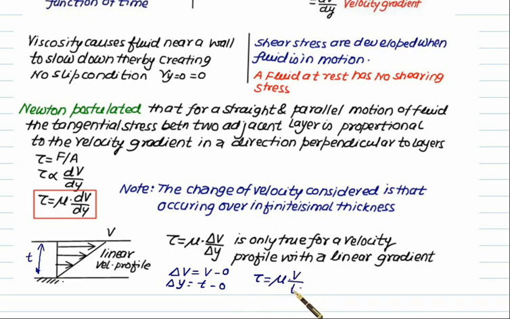When we write tau is equal to mu into v by t, it means that we have a linear velocity profile. In generalized form, the equation is tau is equal to mu into dv by dy. So this is the generalized equation, and only if we have a linear profile can we use the simpler equation. Using this Newton's law of viscosity, we are able to calculate the shear stress on a flat plate. But this equation can be applied to a number of situations.